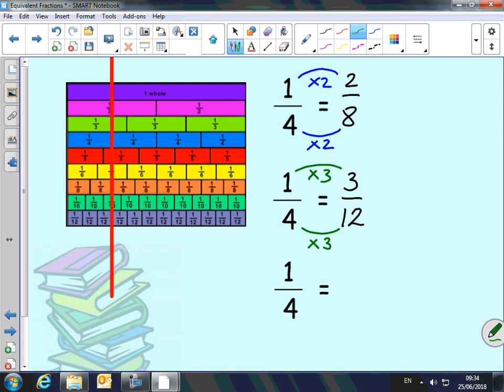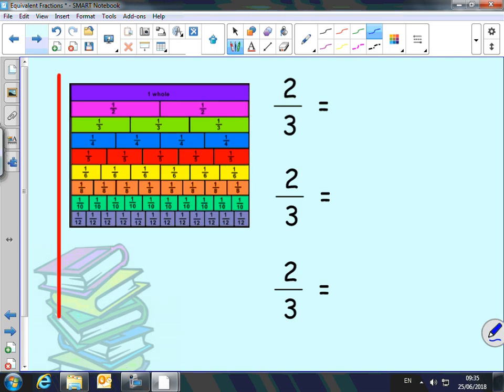Now we can just choose any other number to multiply by. Let's multiply by 8. 1 times 8 is 8 over 4 times 8 is 32. So 1 over 4 is equivalent to 8 over 32.